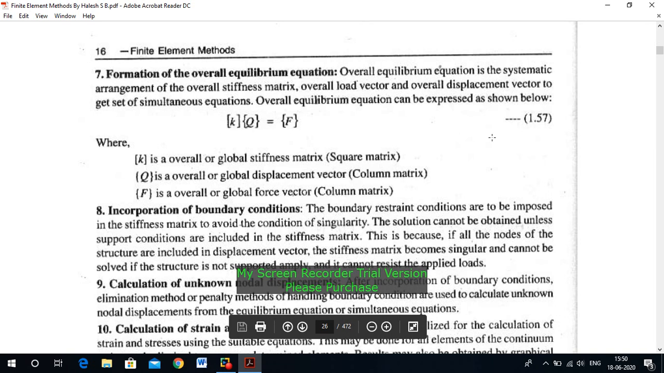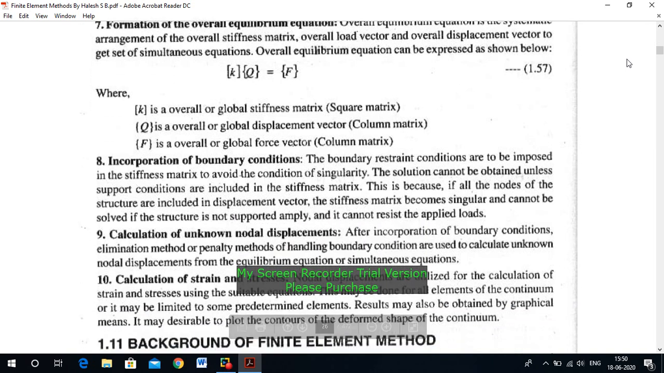Next, the ninth step is calculation of unknown nodal displacements. Once we have applied the boundary conditions for the complex engineering problem, the next step is to calculate the nodal displacement at each and every nodal point.